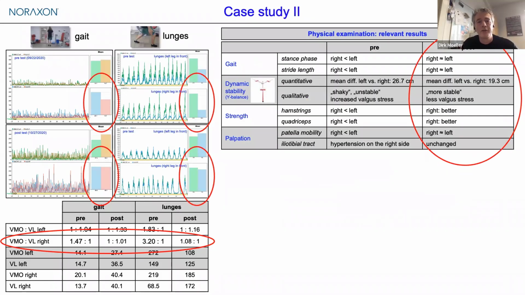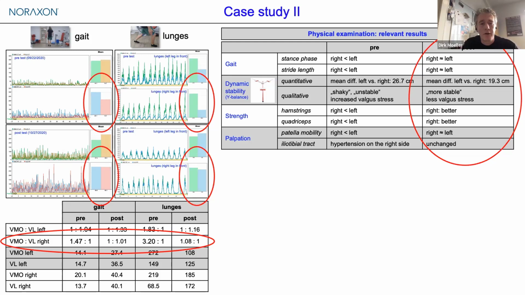Okay, just a brief look at the physical examination results. If you look at the post results, the gait becomes better, it's more left and right, it's close to each other regarding the stance phase and the stride length. The Y balance test, the difference goes down to 19.3 centimeters, it's close. It becomes better, but if it's significant, I have no idea. But it becomes better. So for me as a physio, it's good.